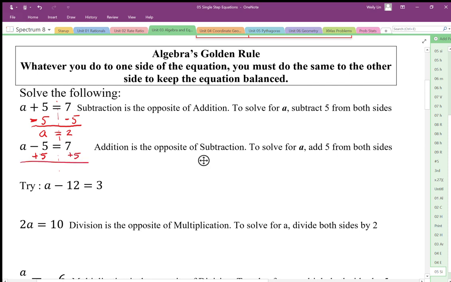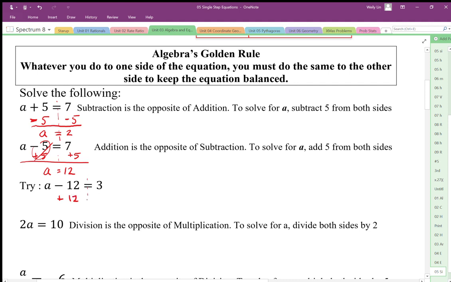Okay, so this is my zero pair here. And I'm just left with a on one side and 12 on the other side. Okay, so we're going to add to both sides to get rid of the subtraction. So try this one. What would we do to undo the minus 12? Okay, so we're going to undo this with a plus 12.